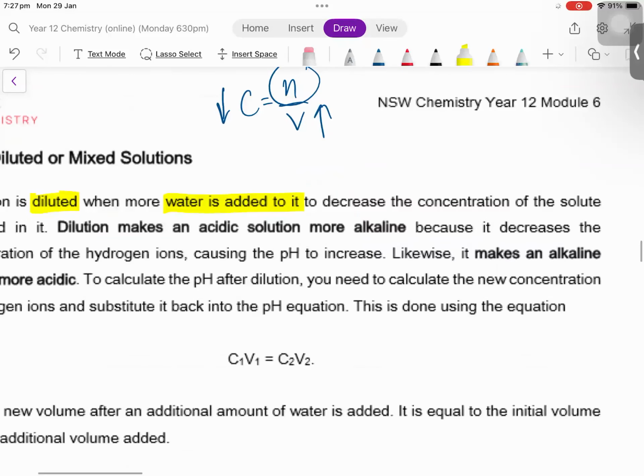This is the equation that you know from year 11 for dilution: C1V1 is equal to C2V2. This equation only works if all you're doing is diluting, which is all that you did in year 11, okay?